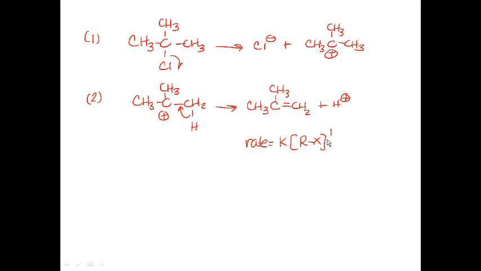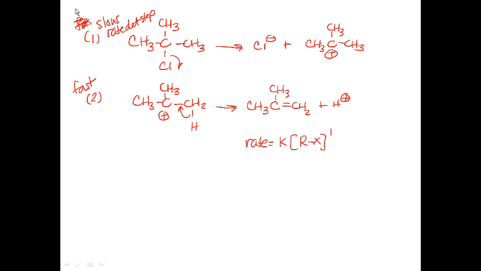It's first order overall, and it turns out that this step right here, oops, that's not the fast step. The first step is the slow rate determining step. And then the second step turns out to be the fast step. So where have we seen this before? We've seen this before with SN1.